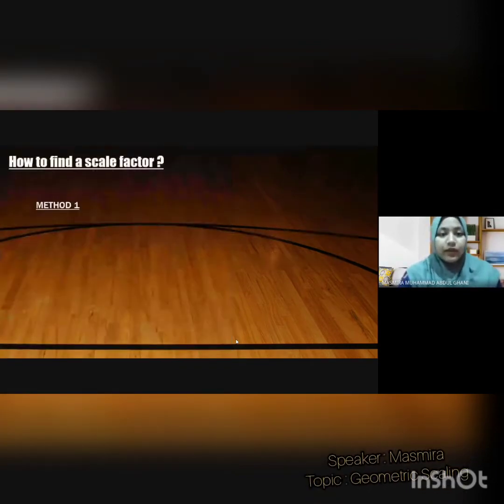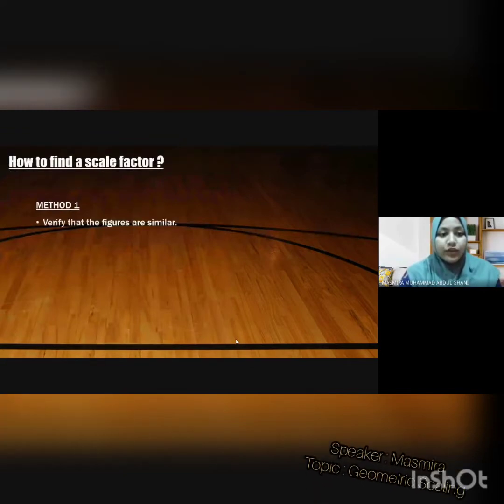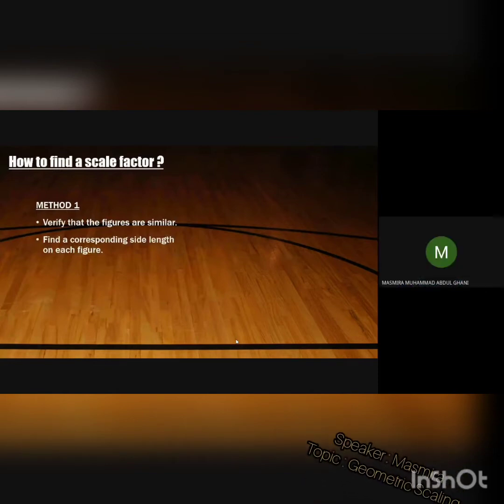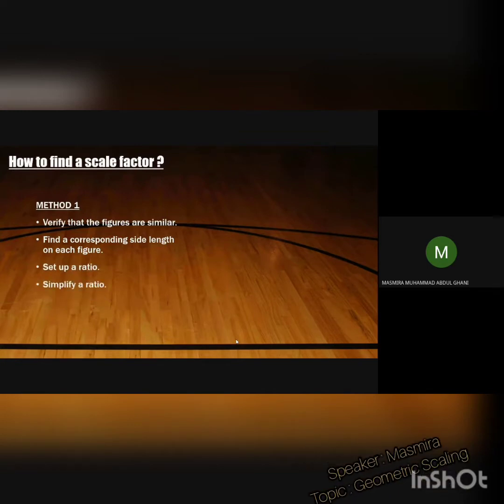In method 1, we should first verify that the figures are similar. Second, find a corresponding side length on each figure. Third, set up a ratio. And the last one is simplify the ratio.